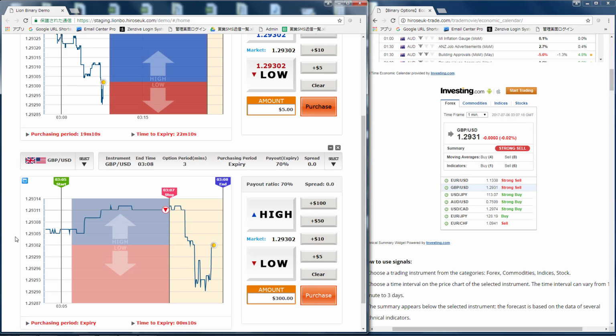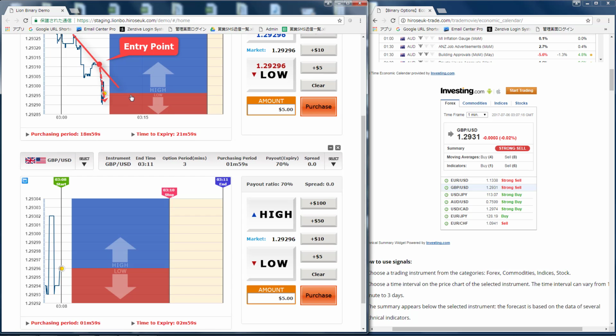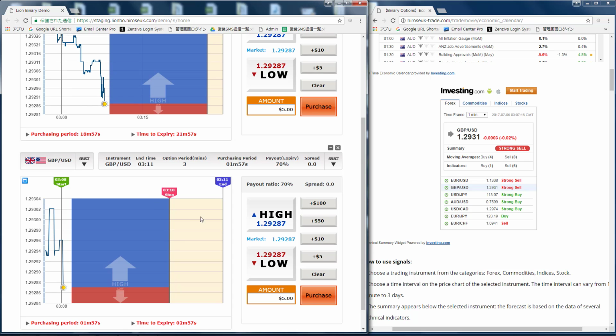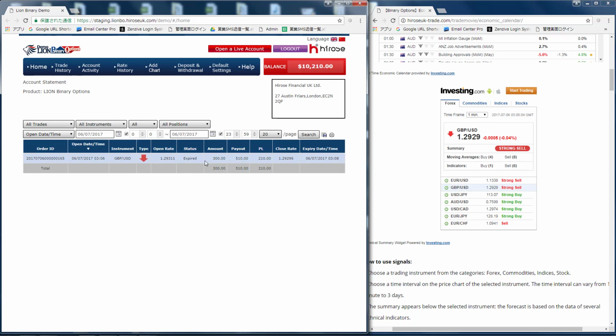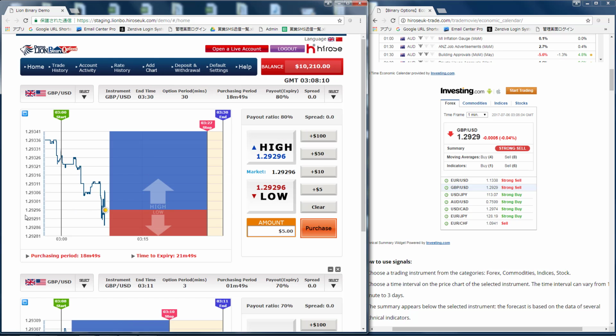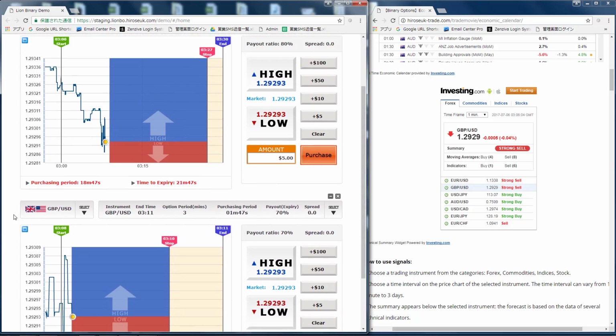Alright, so let's take a look at the chart again. So just now when I purchased it at really close to the trend line. So once I purchase it, the price started to drop. And yep, now the trade is finished, and let's have a look at the history. So yep, trade history. So yep, this is the first profit I got today, $210. Alright, so now let's get back to it.